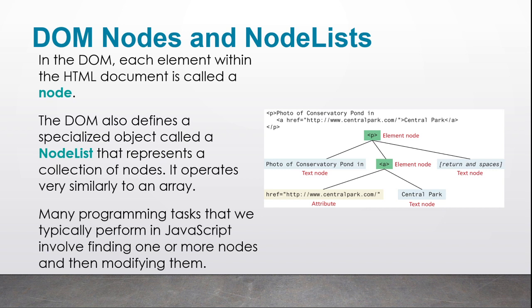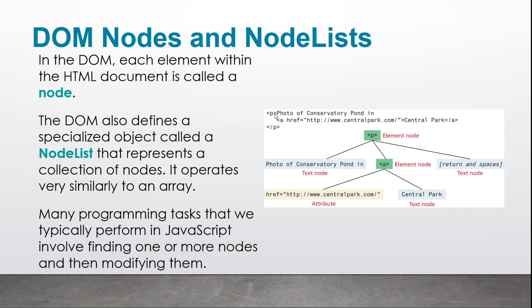So if we look at our a tag up here in the HTML, our element node is just the A. The href is a property, or sorry, misspoke, an attribute of that element node. And then everything that goes in between the opening and closing is your text node for it.